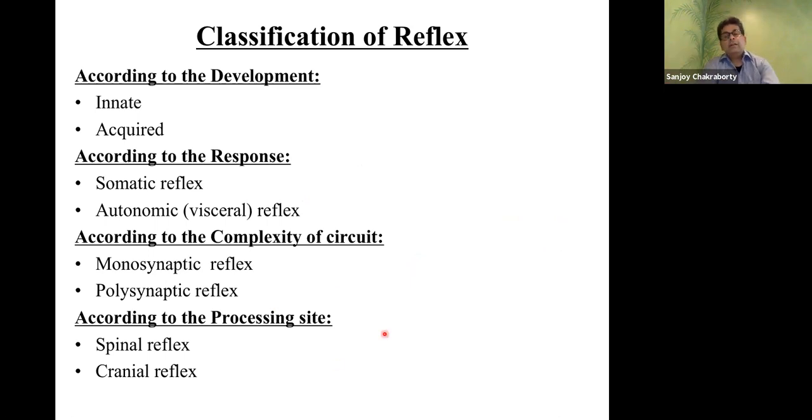And finally, according to the processing side, remember the central nervous system has a brain and spinal cord. If the brain is the one processing all the information, that's called cranial reflex. And if your spinal cord is doing the job, we call it spinal reflex.